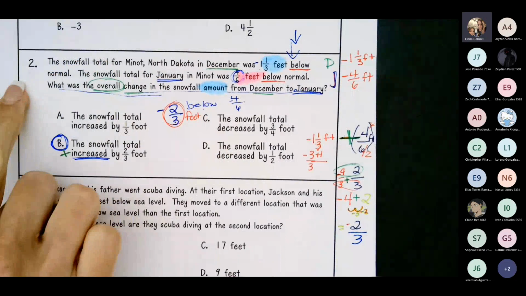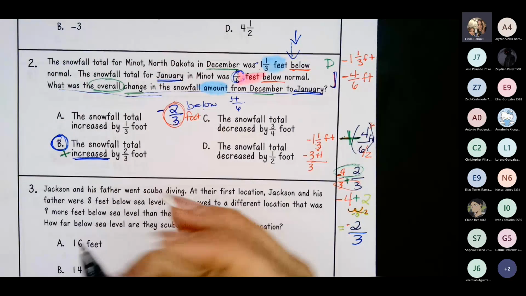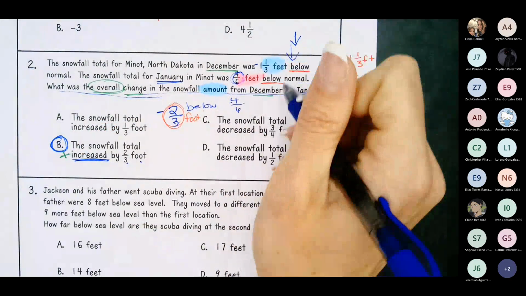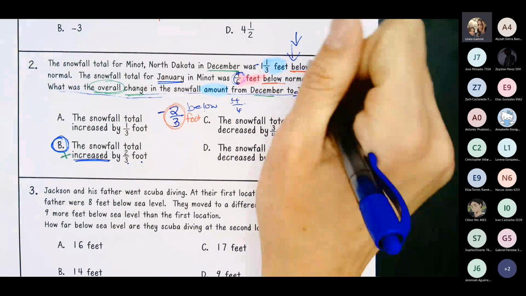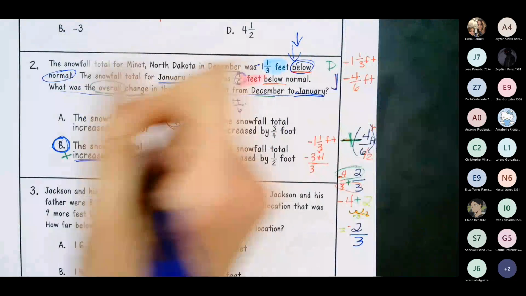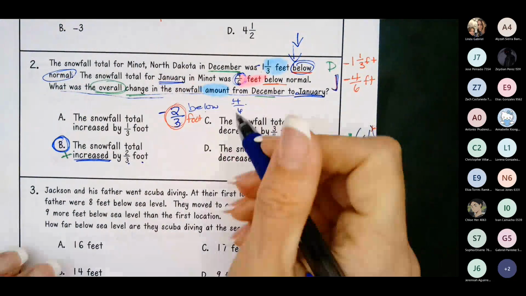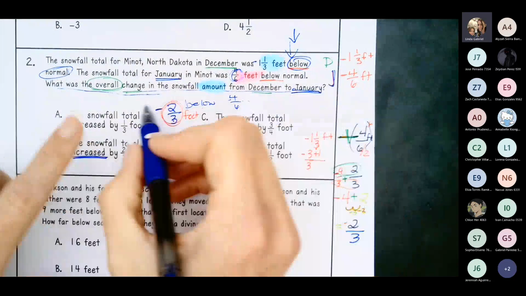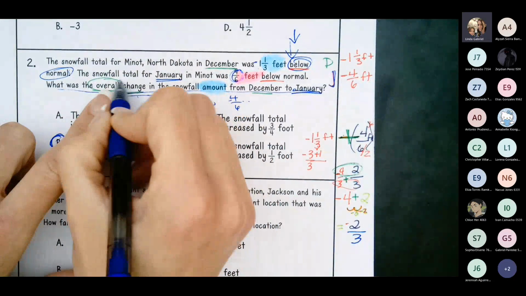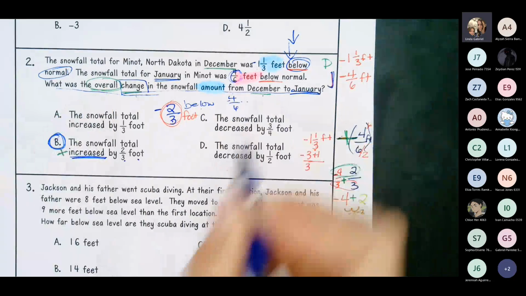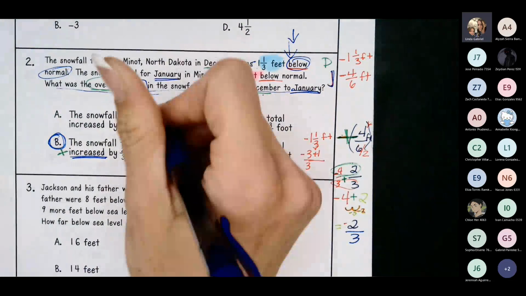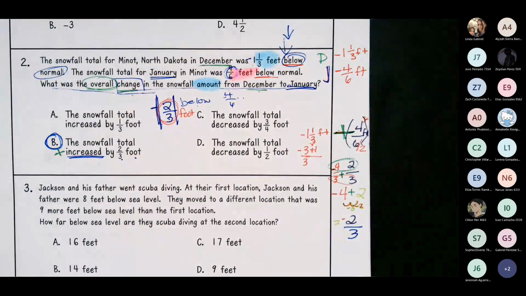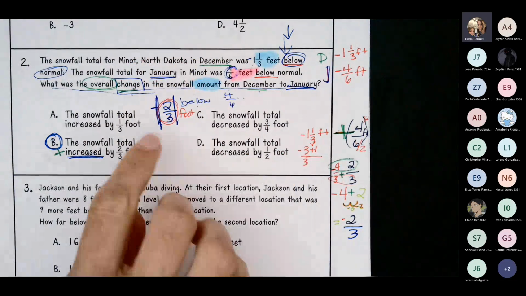Number 2, my answer is going to be B. The snowfall will increase by 2/3, because it's not about what was normal. It's not the total change between December and January. Meaning I needed to find absolute value, like ignoring the sign.